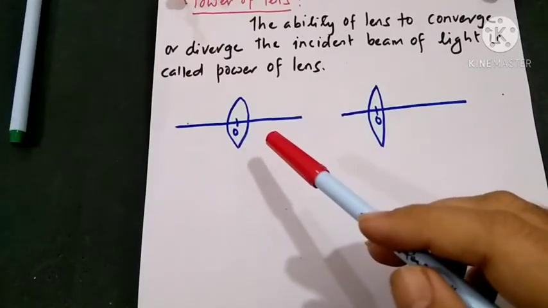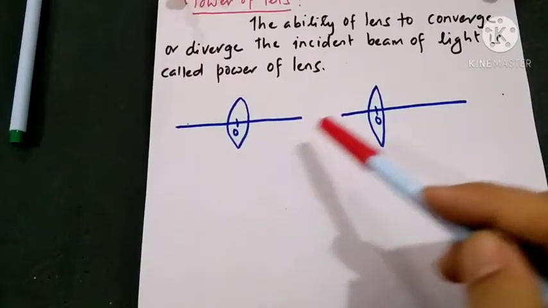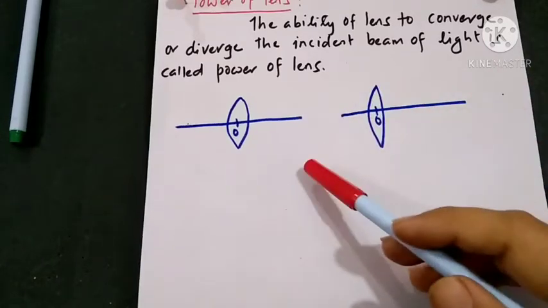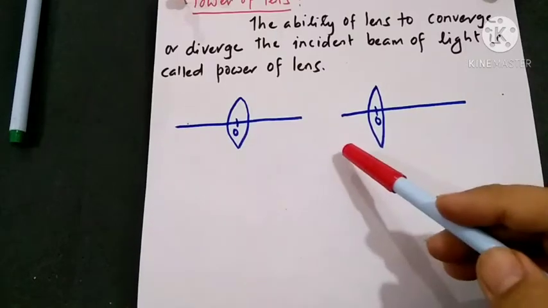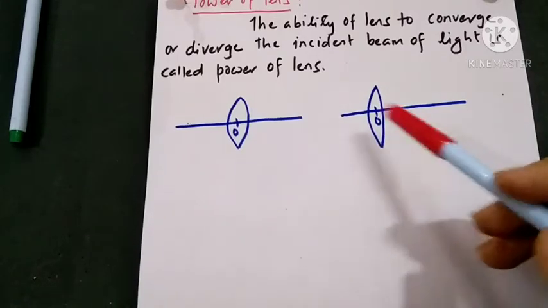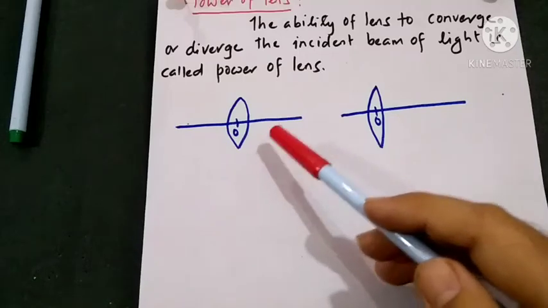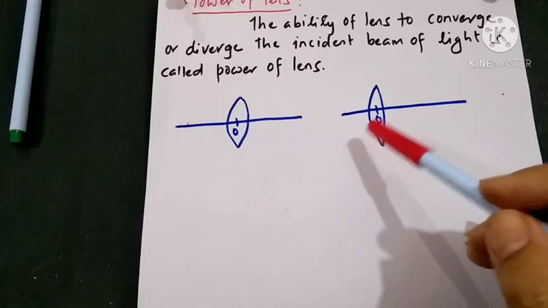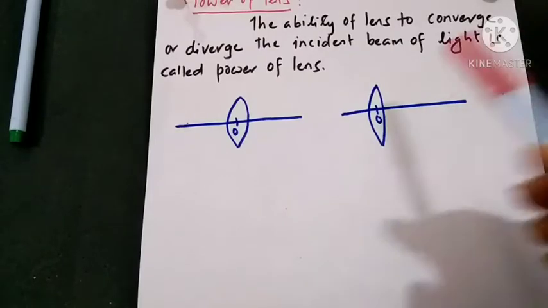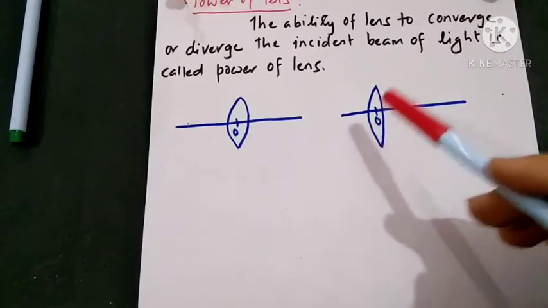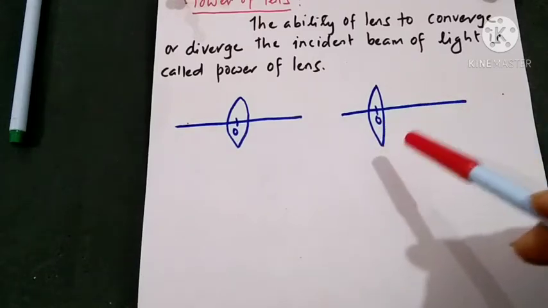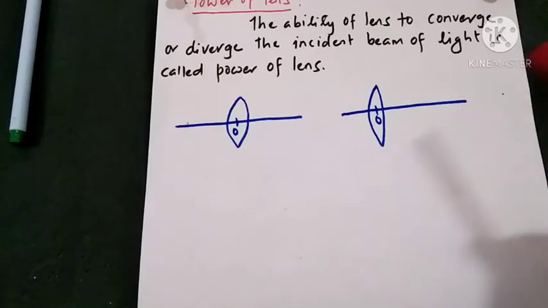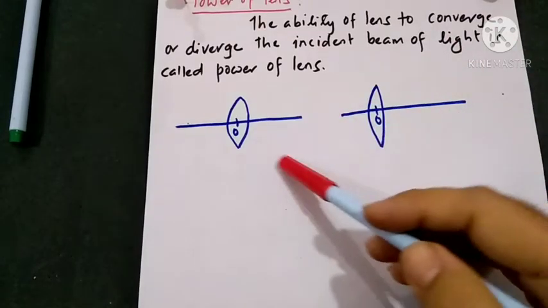Here we have two convex lenses, one a little thicker and one thinner. Our question is, which lens has more power? The power of a lens depends upon its ability to converge or diverge light rays: converge in case of a convex lens and diverge in case of a concave lens. We will investigate the concave lens later on. Now let's discuss these two lenses.